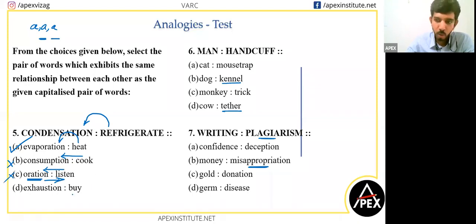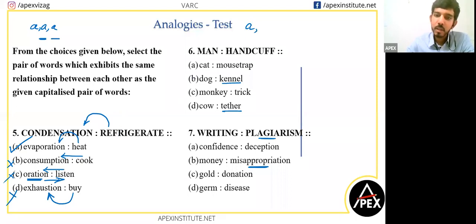And for those who have a lot of money, buying can cause exhaustion. It's possible. But nowadays, all the malls close at 11:30. So before you have a chance to spend all your money, they will tell you, please go. So buying doesn't cause exhaustion. A is your answer for the first one.